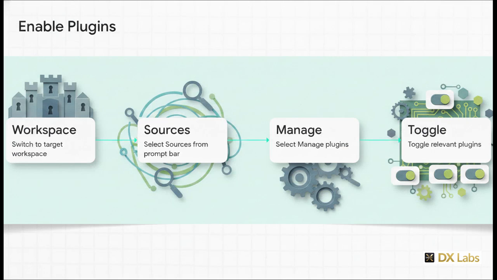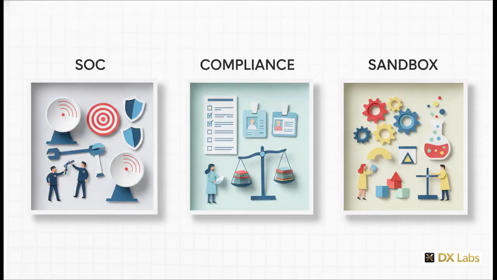Enabling these is incredibly simple for an owner. You just switch to your workspace, select Sources right there from the prompt bar, hit Manage Plugins, and just toggle on the specific tools that are relevant to your team. And again, keeping with our theme, these plugin decisions apply only to the current workspace. Enabling a plugin in the SOC doesn't automatically enable it anywhere else. The SOC workspace might toggle on Defender, XDR, and Microsoft Sentinel for deep threat hunting. Meanwhile, the compliance workspace has those turned completely off and instead enables Microsoft Purview and Microsoft Entra to monitor identity risks. Every single floor gets exactly the tools it needs and nothing more.